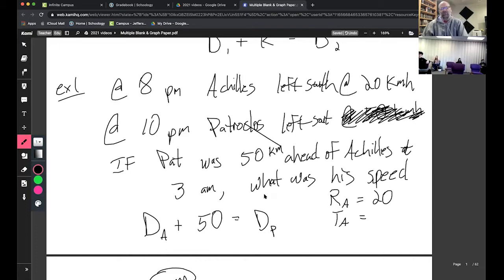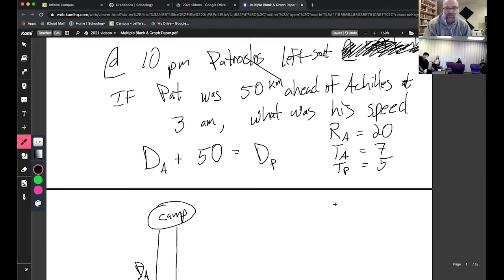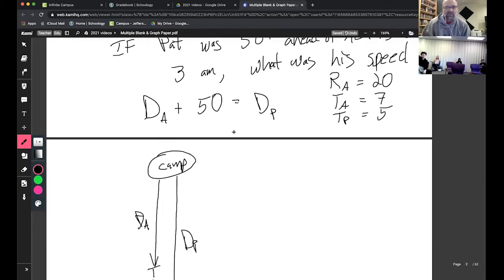So that's 4 plus 3 is 7 hours for Achilles. And Pat's time was 2 hours less, so 5. So Pat left at 10 and we want to know what's happening at 3. Okay, so that's nice. That gives us 3 numbers for these variables. So we're going to replace the D's with R's and T's. So let's do that. So the dA is just RATA plus 50 equals RPTP.